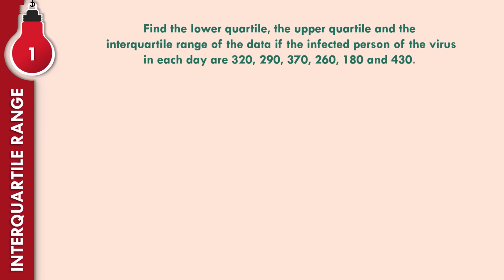In example number 1, find the lower quartile, the upper quartile, and the interquartile range of the data if the number of infected persons of the virus in each day are 320, 290, 370, 260, 180, and 430. Let us arrange those numbers in ascending order from lowest to highest. The lowest is 180, so we write 180. After 180, that is 260, and then 290, 320, 370, and 430.